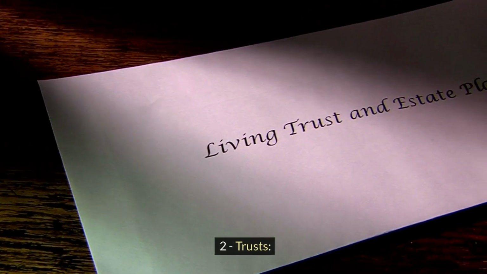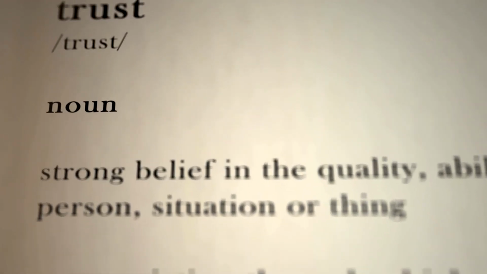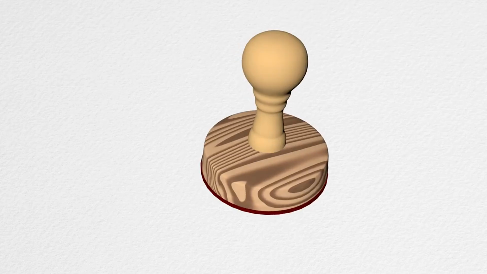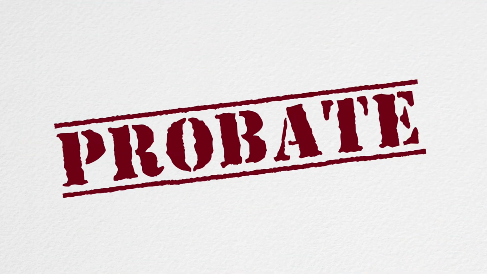2. Trusts. Trusts are legal arrangements where a trustee manages assets on behalf of beneficiaries according to the terms specified in the trust document. Trusts can help avoid probate, provide for minor children, and protect assets from creditors.